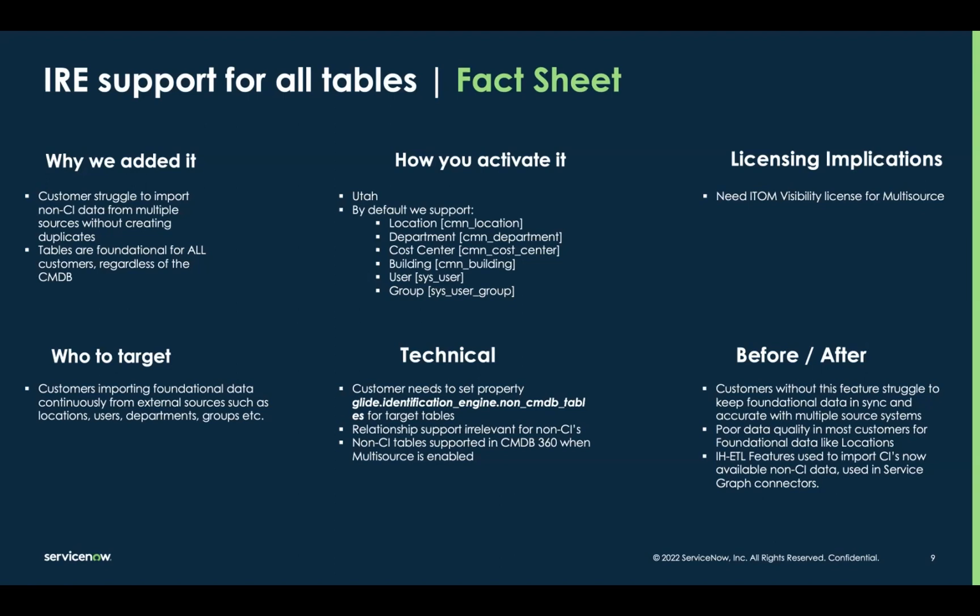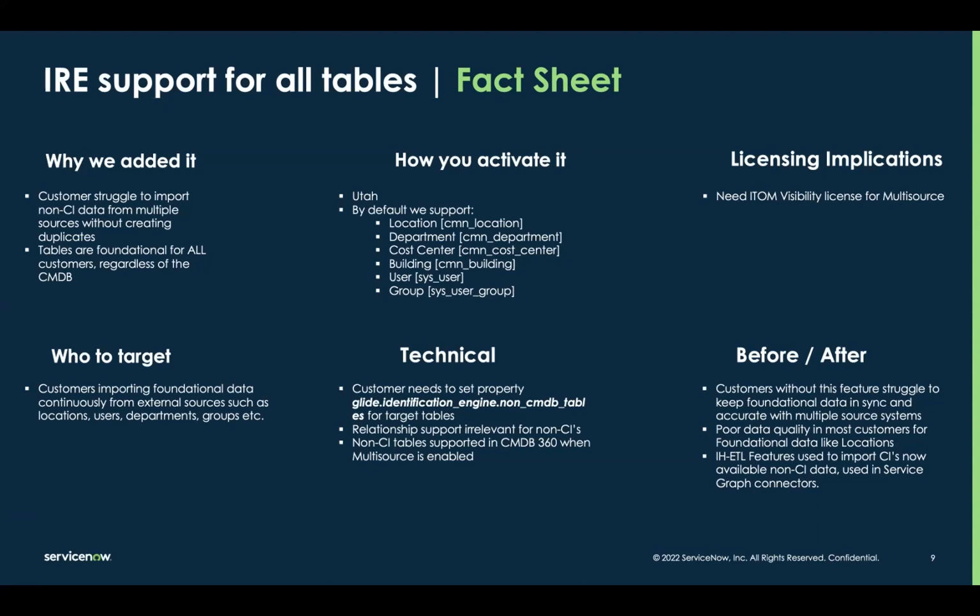And we have in the middle, how we activate this is just upgrade to Utah. And by default, we provide the configuration of the tables supported out of the box for these listed locations, departments, cost centers, buildings, users, and the group tables. There is no license implication. However, you do need to use ITOM visibility for multi-source. So to use this feature, you do need multi-source enabled and ITOM visibility. Who to target for this feature right now is any customer really that has information coming in from multiple sources that need to be merged into these foundational tables.